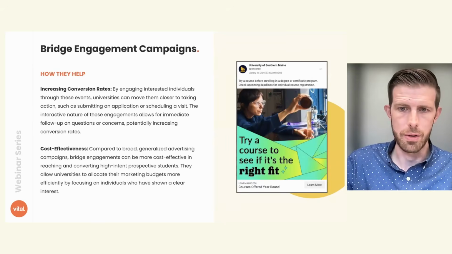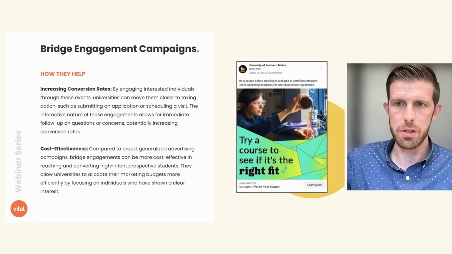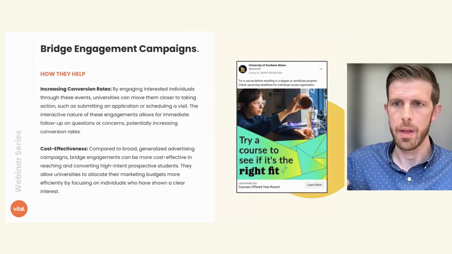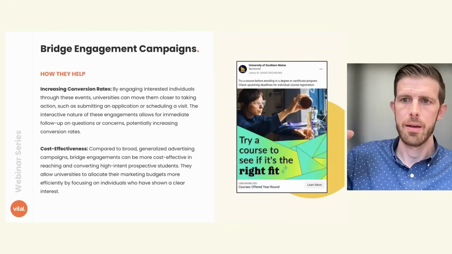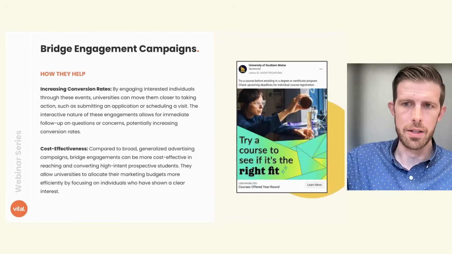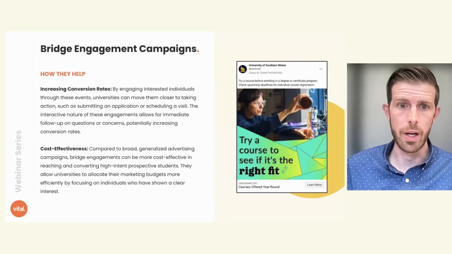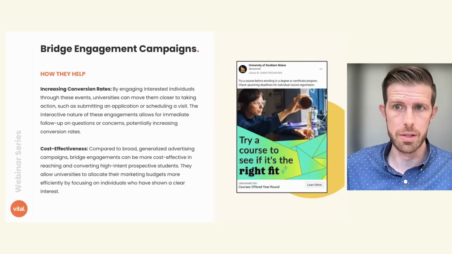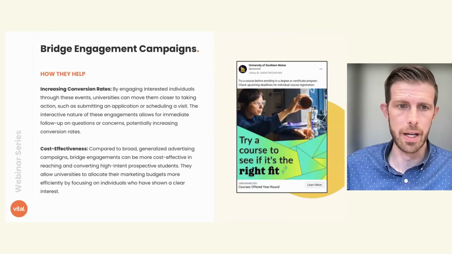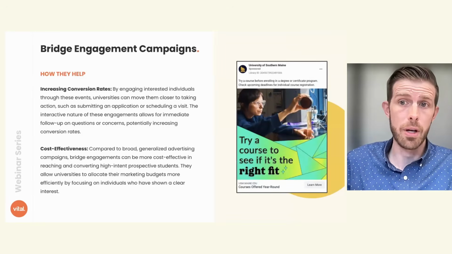And then what we find is if we can get someone to a bridge engagement, to an in-between engagement. Here's another great example, University of Southern Maine, try a course for free. See if it's a good fit, right? Try it before you buy it. If I can get someone to try it, I can get them to that next stage at a higher rate than I would if I was taking them from cold all the way to your typical request info, buy now, apply now. And that ends up being more cost effective, right?